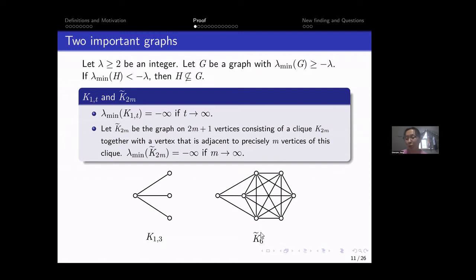Here I also show the picture of K̃_6. K̃_6 is a clique with 6 vertices and one more vertex adjacent to half of the vertices of this clique. Here, adjacent to 3 vertices. This is K̃_6. If you want, you can also show that the smallest eigenvalue of this graph also goes to minus infinity if m is sufficiently large.